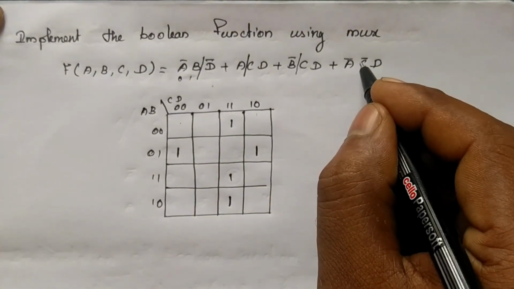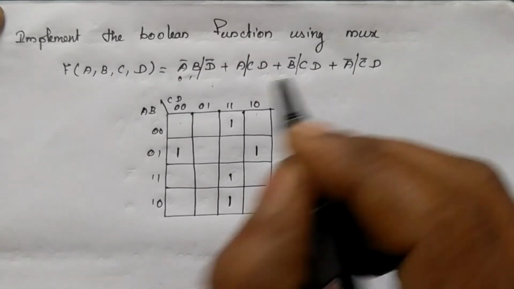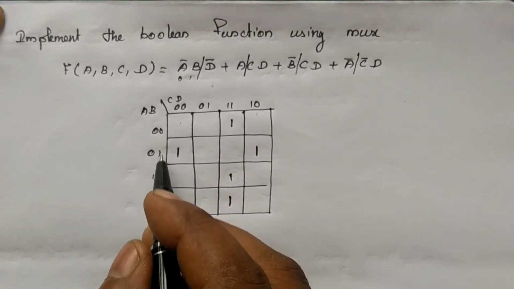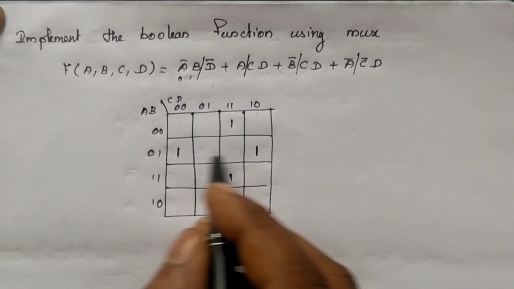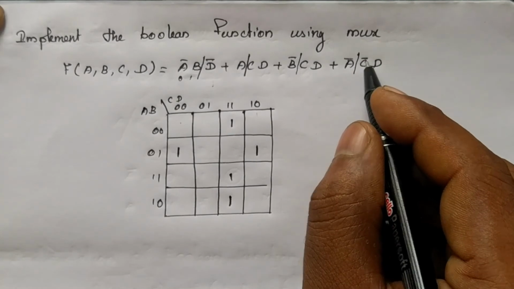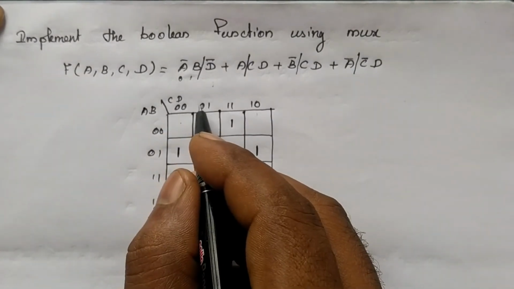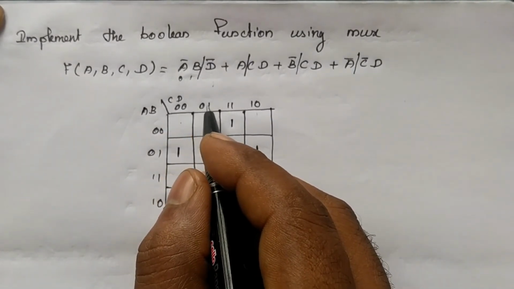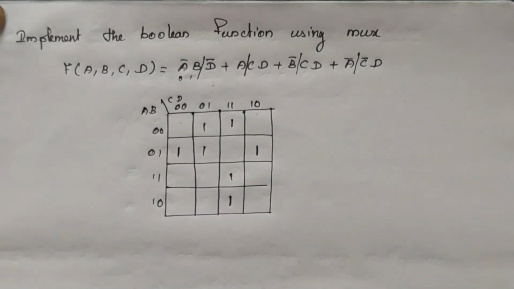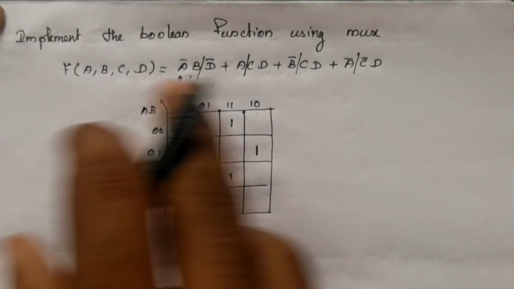Likewise here A bar C bar D, you can split it into 2. A bar means between these two rows we have A value as 0, therefore these two rows are selected. Then C bar D means here C value is 0 and D value is 1, therefore these two cells are selected. Therefore we will have the values like this.